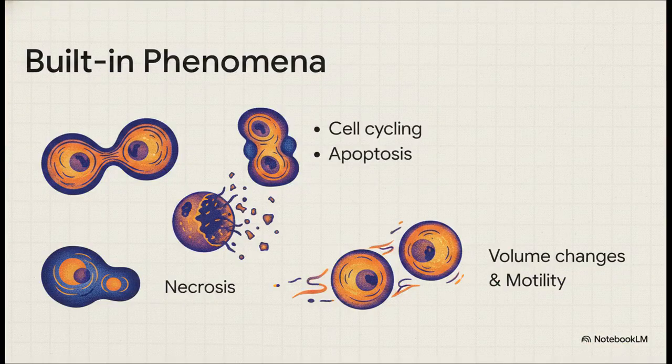Now, right onto that stage, we drop the players. These are our individual cell agents. And what makes PhysiCell so incredibly powerful is what it handles right out of the box. Instead of forcing you to code basic biology from absolute scratch, researchers immediately get cells that natively just know how to progress through their life cycles, how to change volume, and how to move around. It even includes the hardcore math for two very distinct forms of cell death, apoptosis and necrosis.